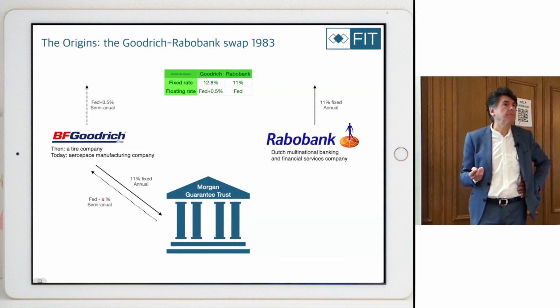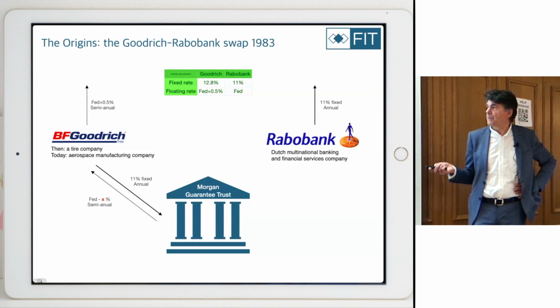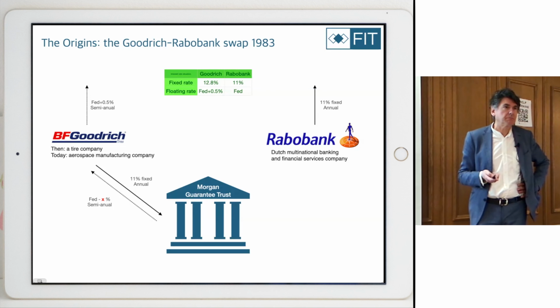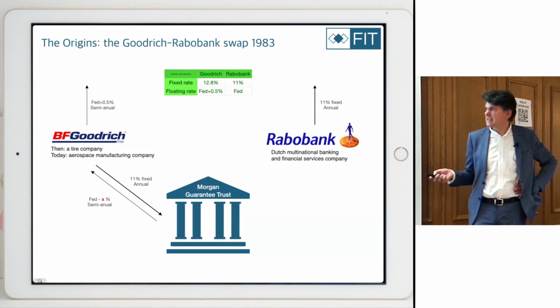What happens? If Fed rates go high, what happens? The trust will pay money to Goodrich. And if rates go low, Goodrich will pay the trust. Okay, that's called a swap. No one knows where rates are going to go, but every 6 months, there's going to be some calculation there. Money will flow. And every year, there will be additional money going the other way.